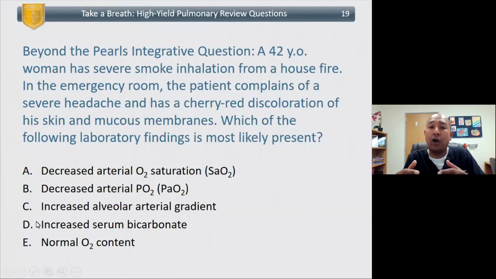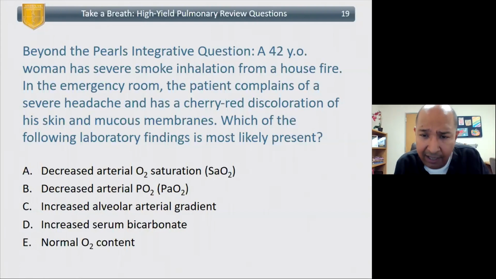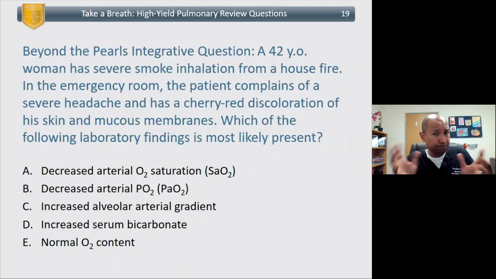Would serum bicarbonate be elevated in carbon monoxide toxicity? The answer is probably not. If anything, you could probably convince me it would be low. Maybe the patient could develop a lactic acidosis for a variety of reasons. But to have an elevated serum bicarb, to be alkalotic, it really doesn't fit the pattern of carbon monoxide toxicity.